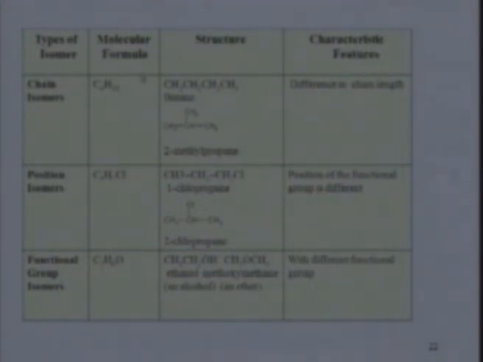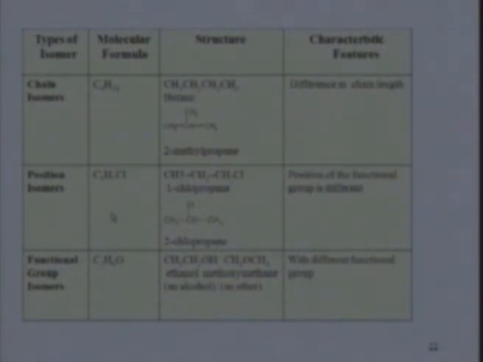Let us know what the possibilities are in constitutional isomerism. We have chain isomers, as the name suggests. Chain isomerism involves two isomers differing in their chain lengths. For example, butane can be represented in one way with a straight chain as shown here, and in the other way as 2-methylpropane. The chain gets branched, but essentially both of these are 4-carbon compounds.